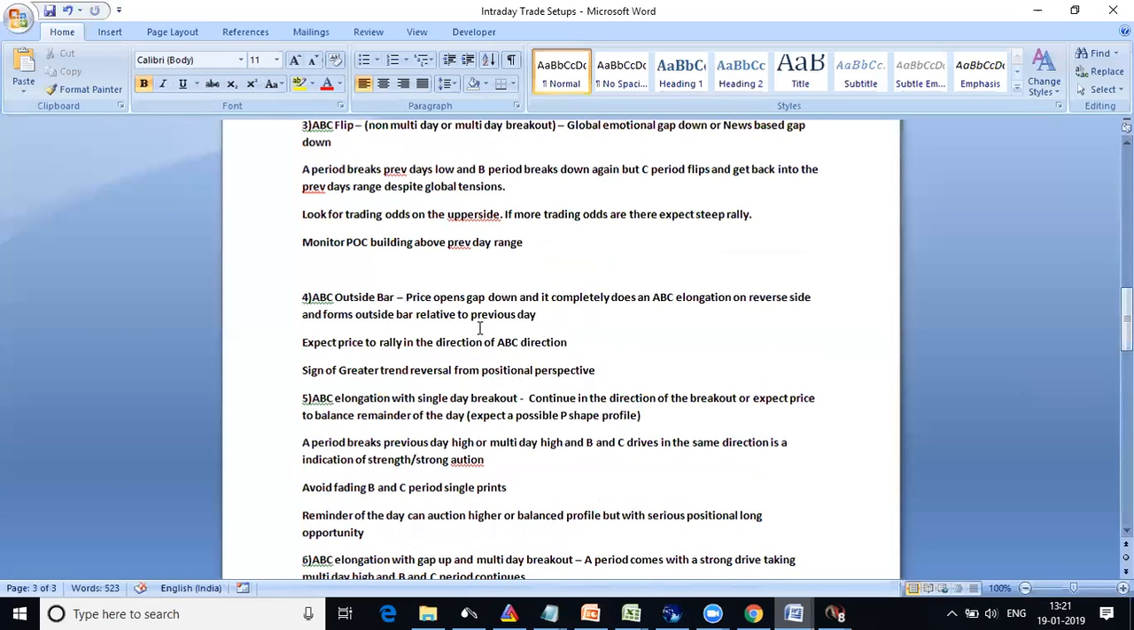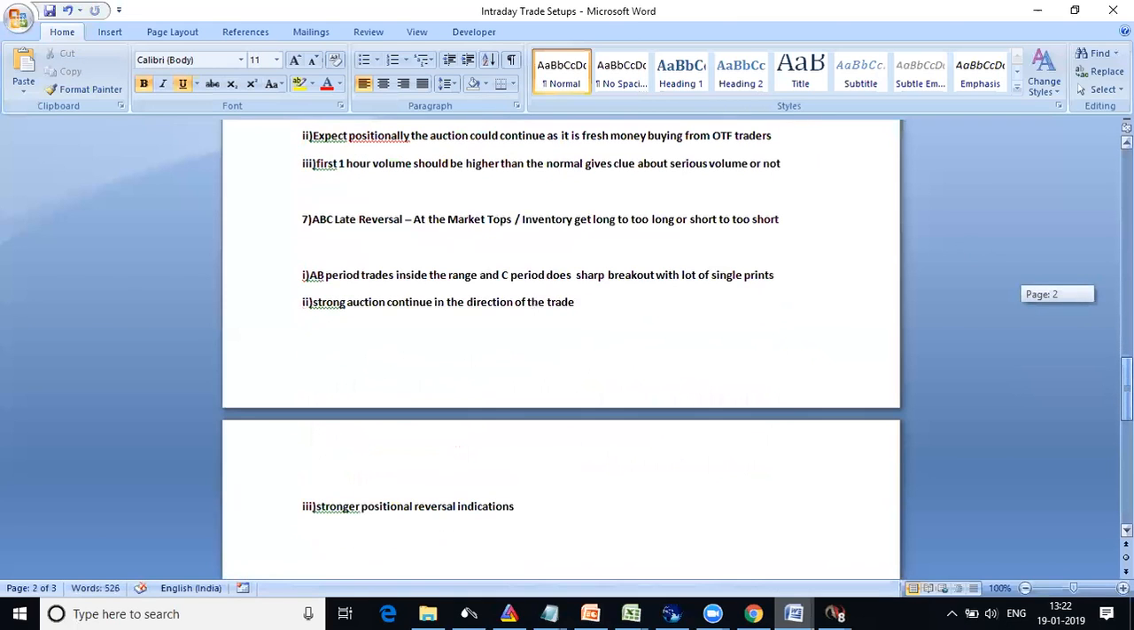So this is a continuation pattern here. It's an ABC continuation pattern. So next time when ABC elongation is happening, try to understand which one to fade and which one not to fade. You can use this as guidance. Some of them are positional opportunities, some of them are only intraday opportunities. Everything has been listed point by point, and try to spot charts.